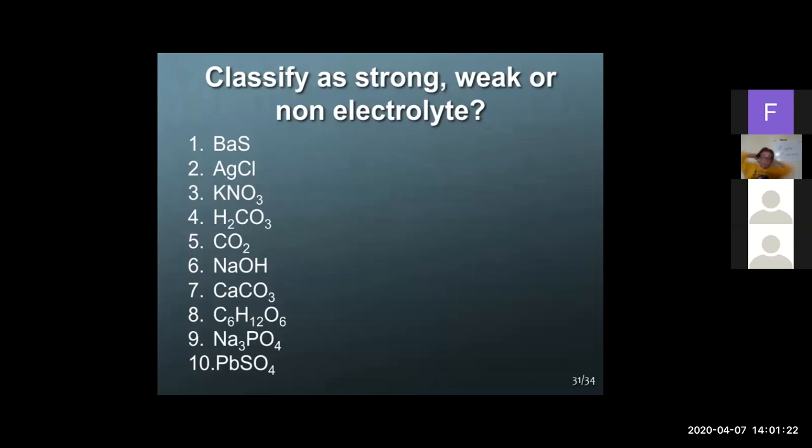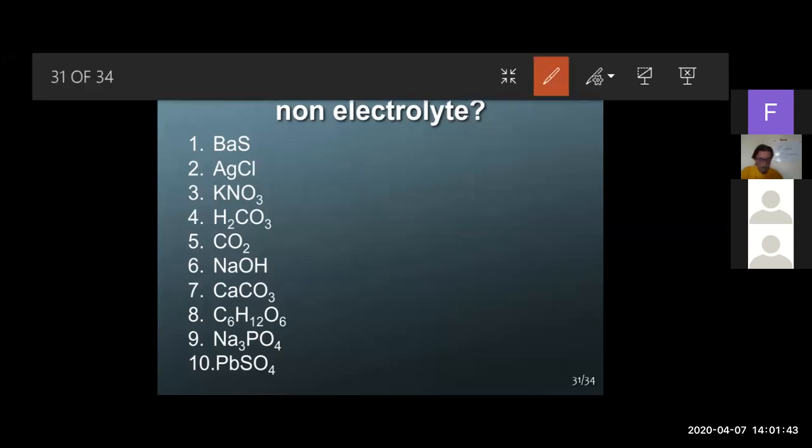Well, the non-electrolytes are probably the easiest because what do we say about non-electrolytes? They're nothing but covalent compounds. And so we can go through this list and find the covalent compounds very quickly, because covalent compounds are those made up of nothing but non-metals. So if you look at number 5, we got carbon dioxide, and then number 8, you may not know what it is, but we just see that you have carbon, hydrogen, and oxygen. That's it. No metals involved.